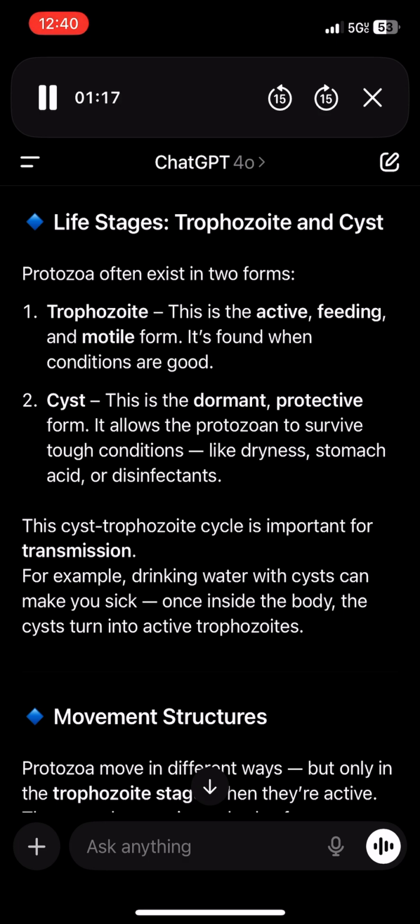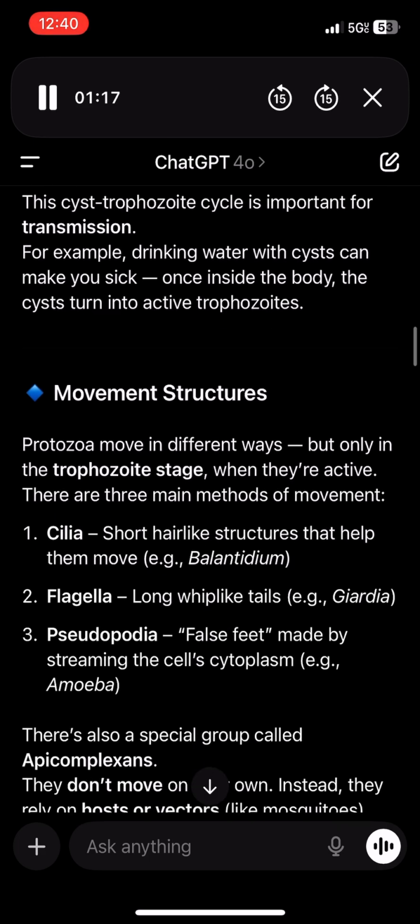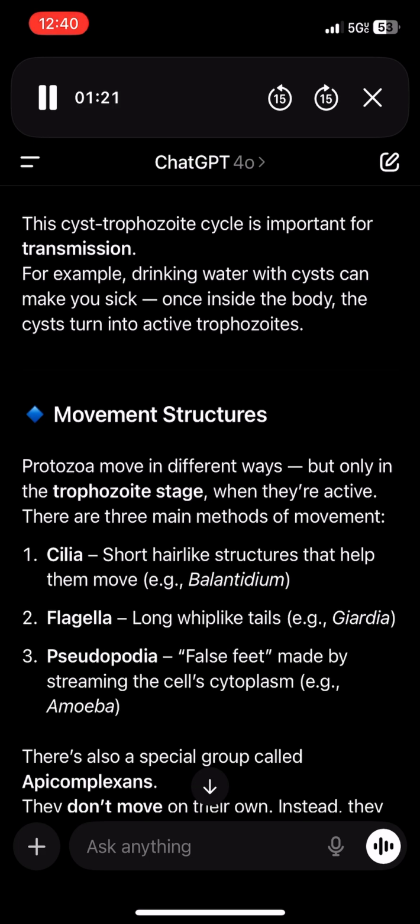This cyst trophozoite cycle is important for transmission. For example, drinking water with cysts can make you sick. Once inside the body, the cysts turn into active trophozoites.